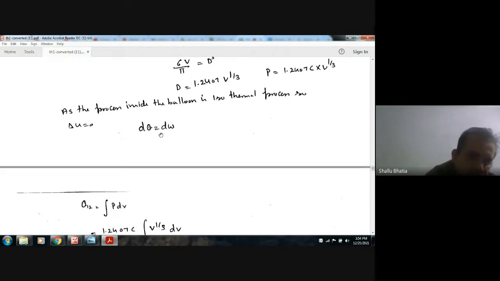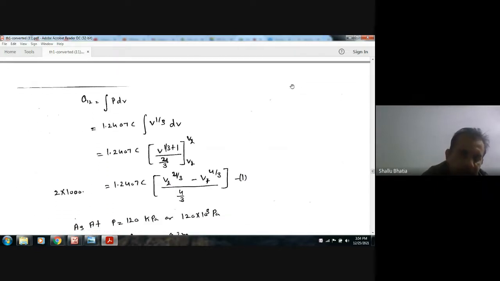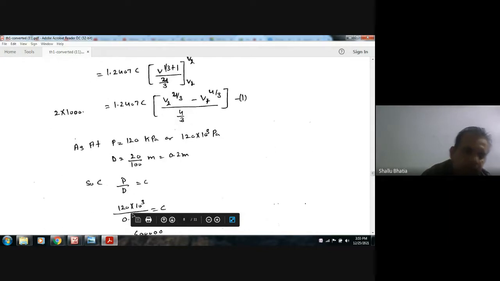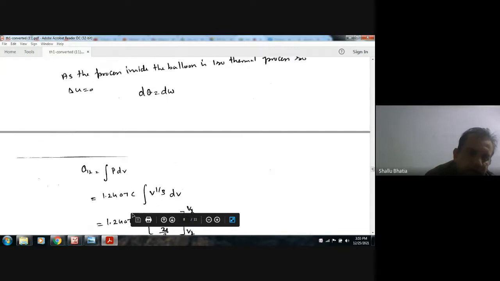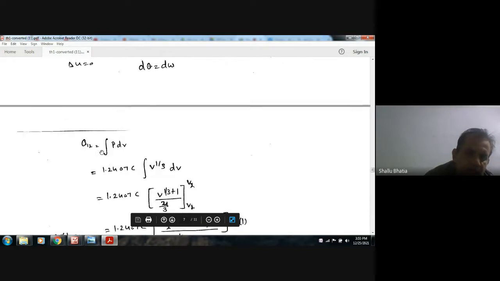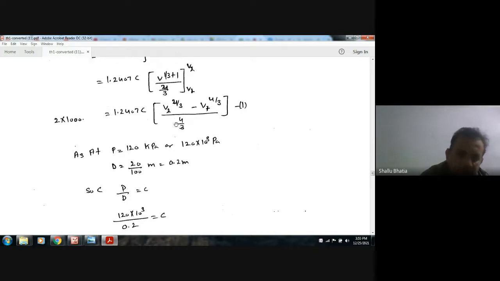So dq is equal to dw, and now dw we know as PdV. So putting P according to this, and integrating it, we get this in terms of C. Now the initial pressure is 120 kPa and the diameter is 0.2 meter, and C is according to this relationship. So your C will be P by D. Putting the value of C, and V1 is according to 0.2 meter, we can find out V2 and then we can find out the diameter.